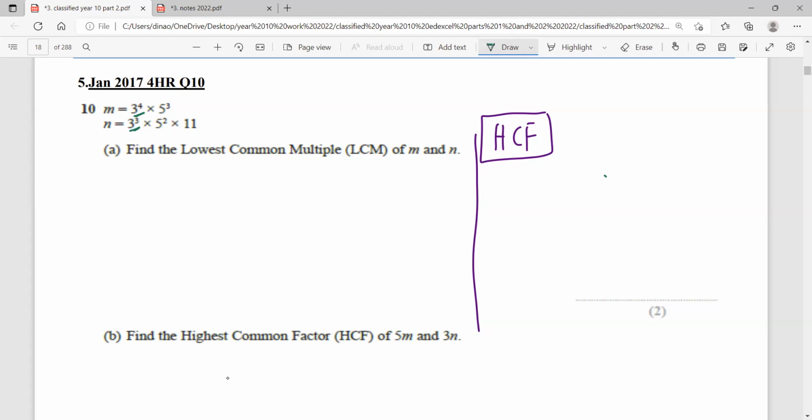The HCF is the number with the smaller power, which is 3 power 3. Then we move on to the fives. Which one do I choose as a common factor, the smaller or the bigger? I choose the smaller power. So with the HCF, I first look at the common factors and then I select the smaller power. I'll calculate it on the calculator: 3 power 3 times 5 squared gives 675.